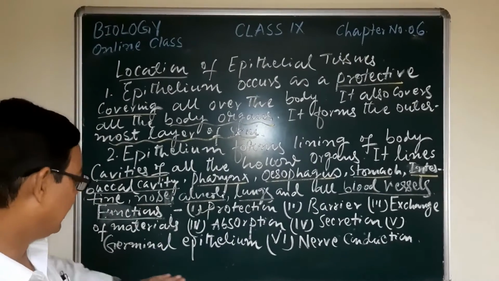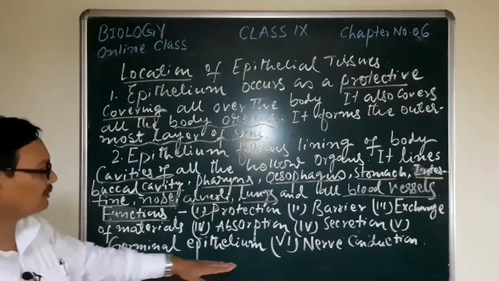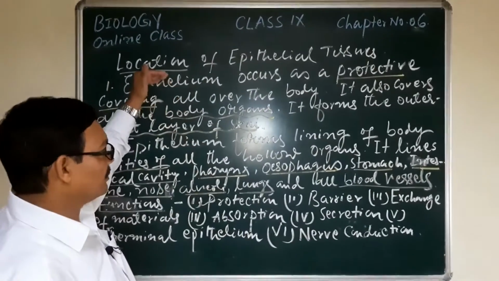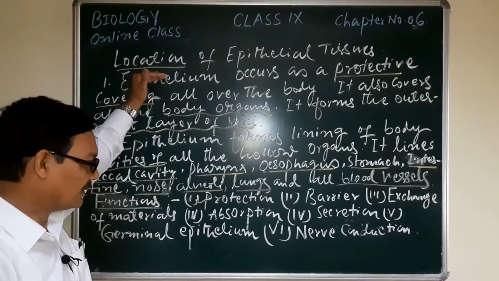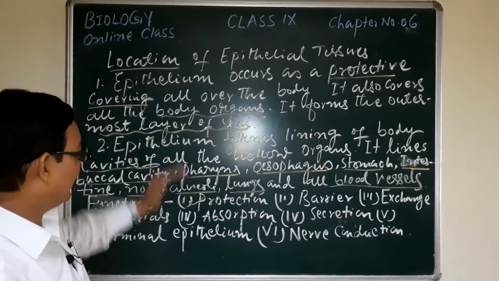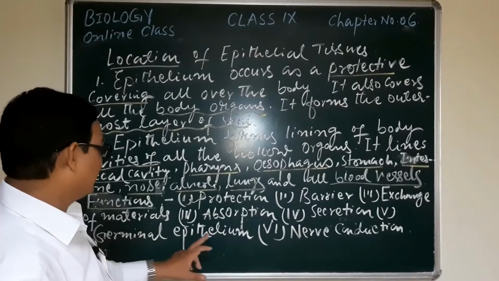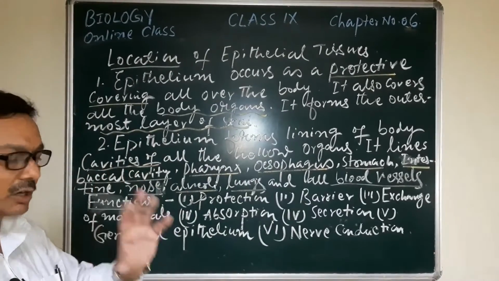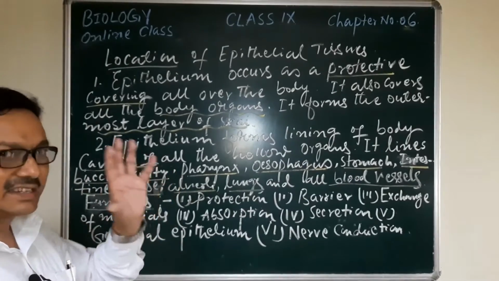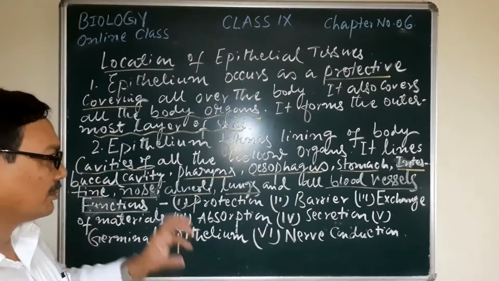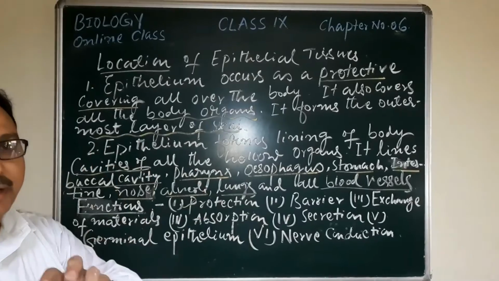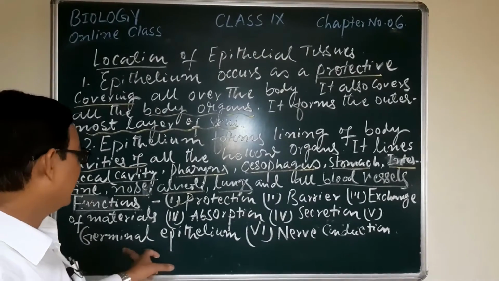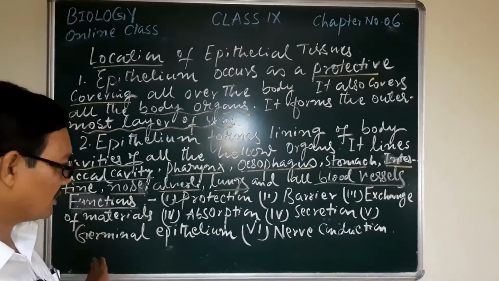And germinal epithelium, within the lining of the testes and ovaries, there is the presence of epithelial cells lining. These two important reproductive organs, the testes in male and the ovaries in female, produce the sperm, the male gamete, and the ova or egg, the female gamete. That's why it is also germinal in function.